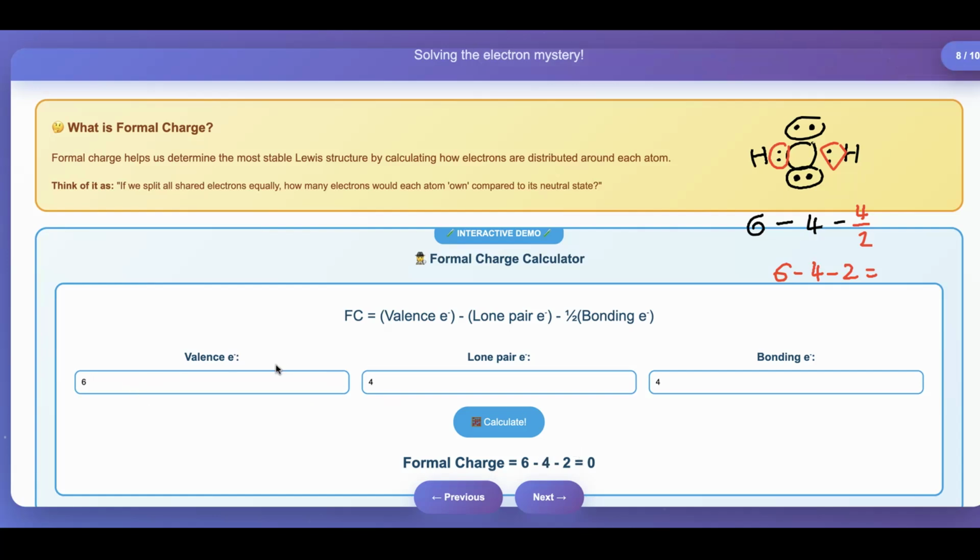So 6 is the valence electrons you get from the group number. The number of lone pair electrons around it is 4. The number of bonding electrons is 4, but divide this by 2, so it becomes 2. So 6 minus 4 minus 2 is equal to 0. This is the formal charge of the atom if you are asked about it.